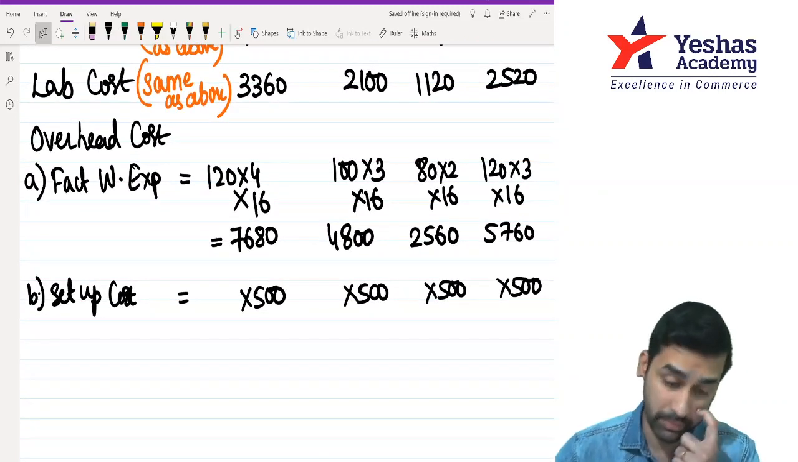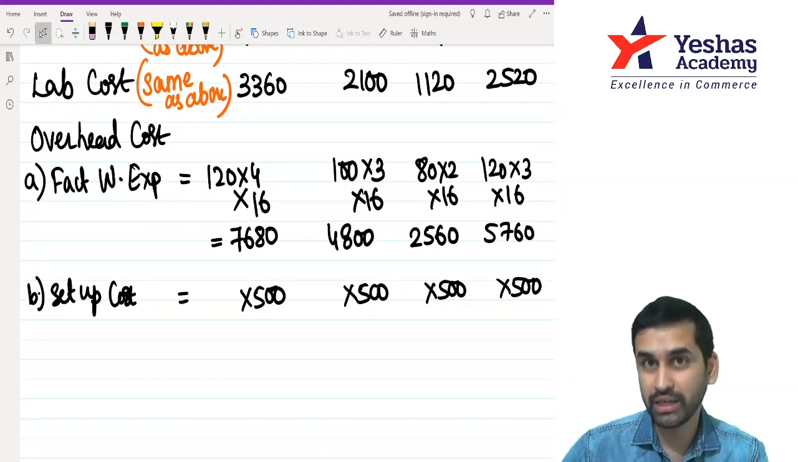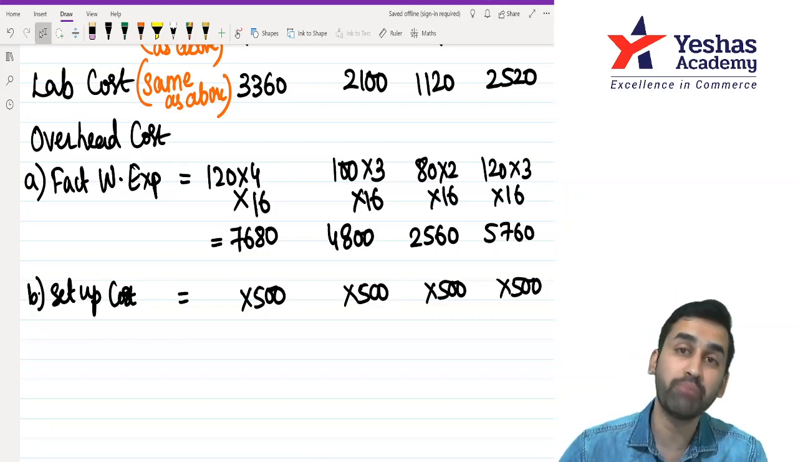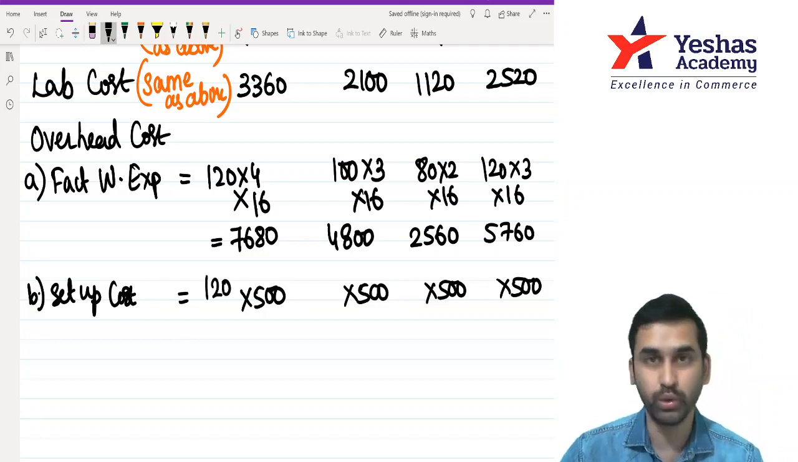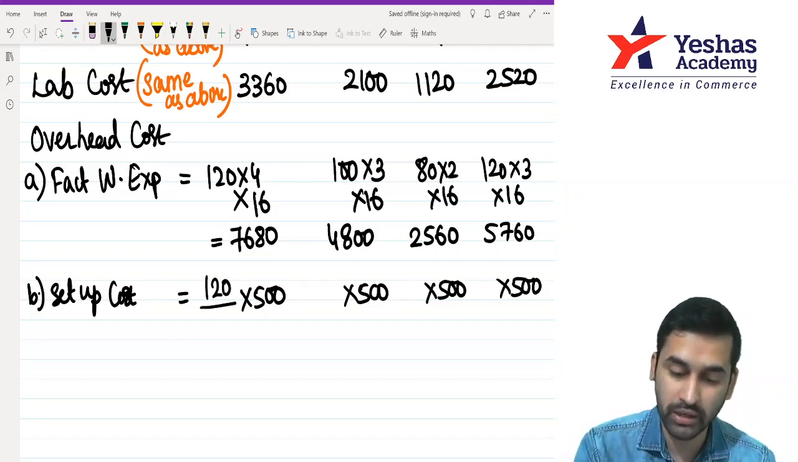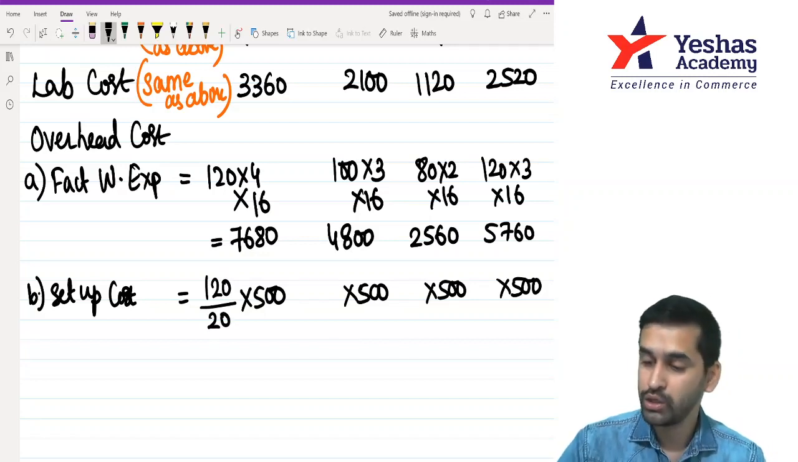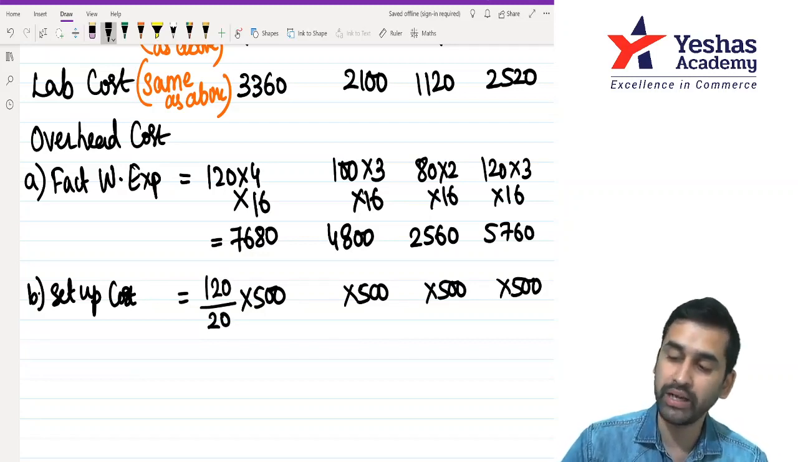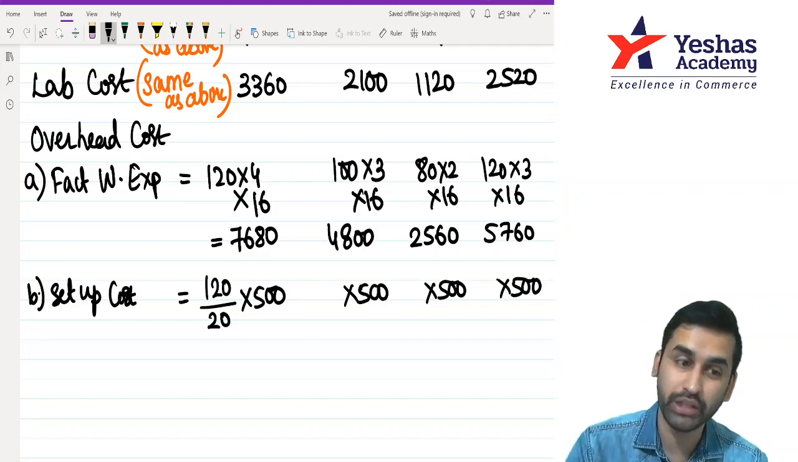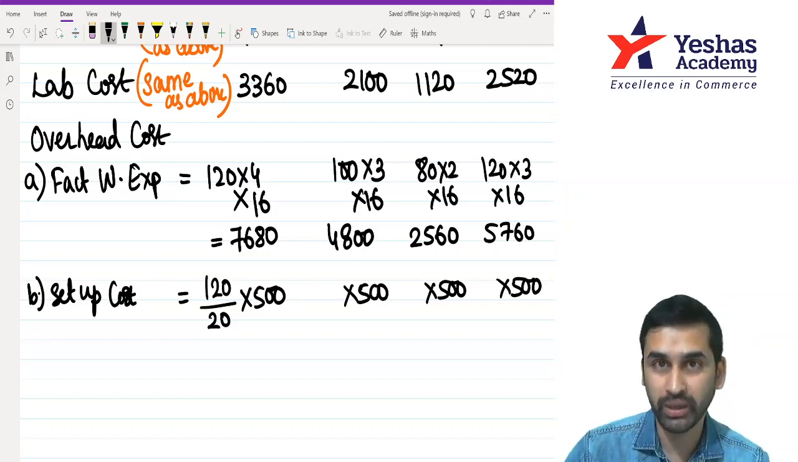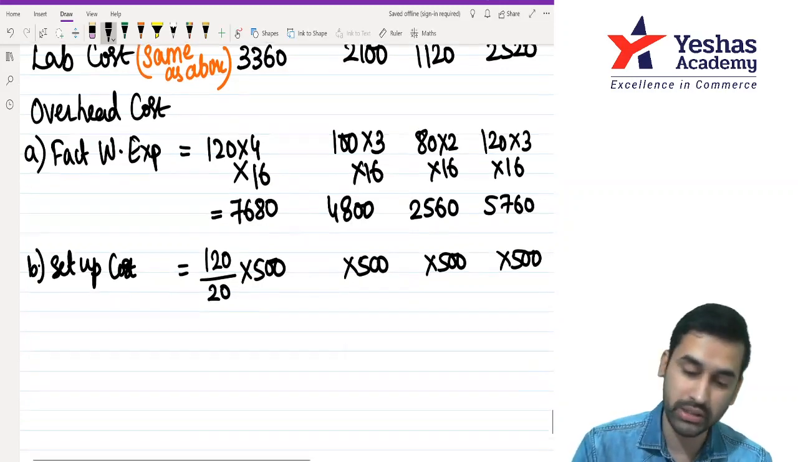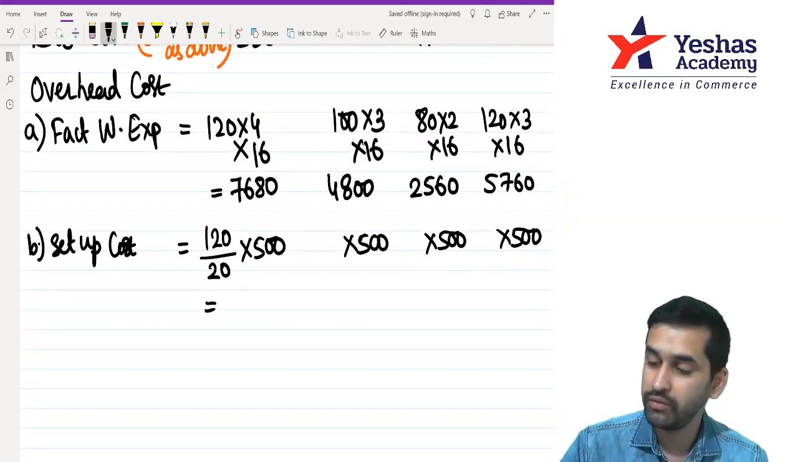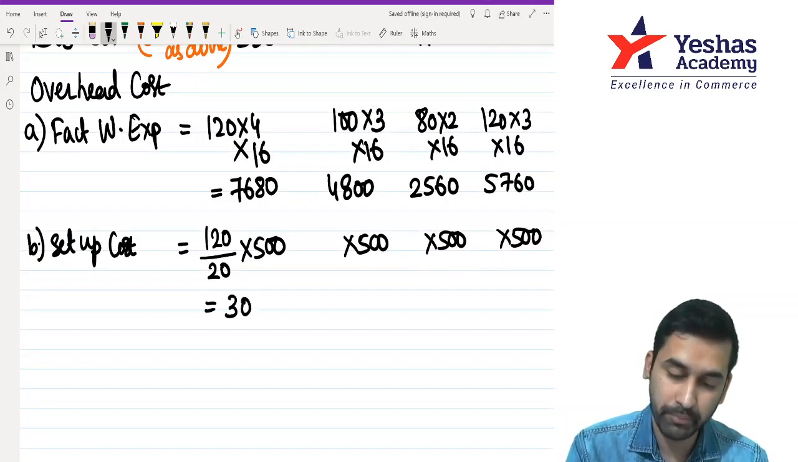Correct. But what is the base number? This is 500 per production run. I need the number of runs. Correct. How to calculate the number of runs? See, product A, 120 units you want to produce, and each production run will be of 20 units. So if you do 120 by 20, you will get 6 production runs. Now 6 into 500 will be 3000 rupees.